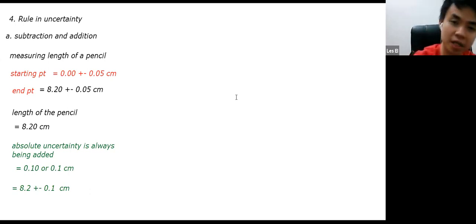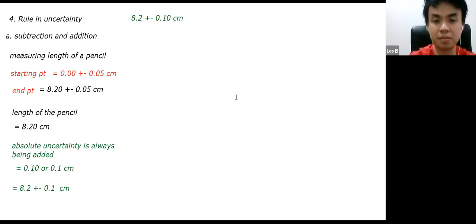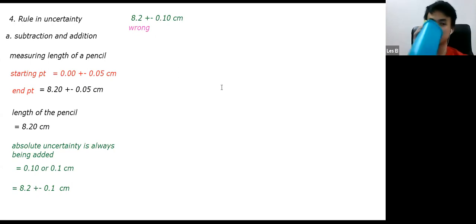And it will be wrong if you write 8.2 plus minus 0.10 centimeter. This is wrong. Why? How many decimal places do you have in the absolute uncertainty if you write like this? You have 2 decimal places, but the reading only has 1 decimal place. So it is wrong. You just need to write 8.2 plus minus 0.1 centimeter.